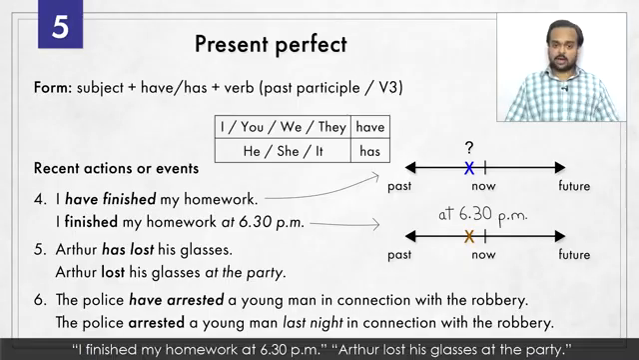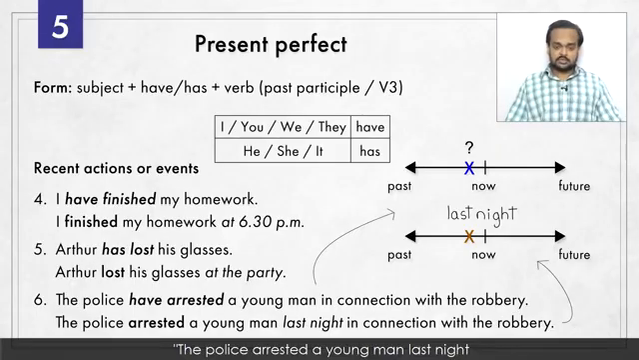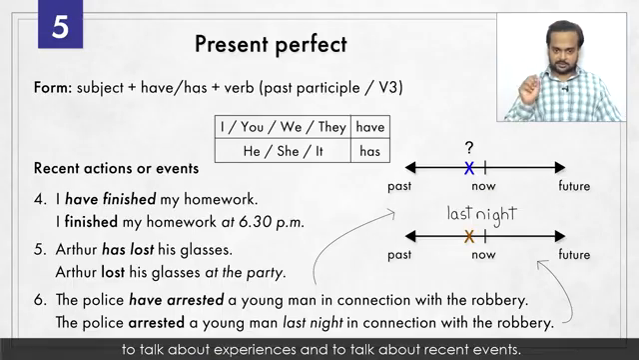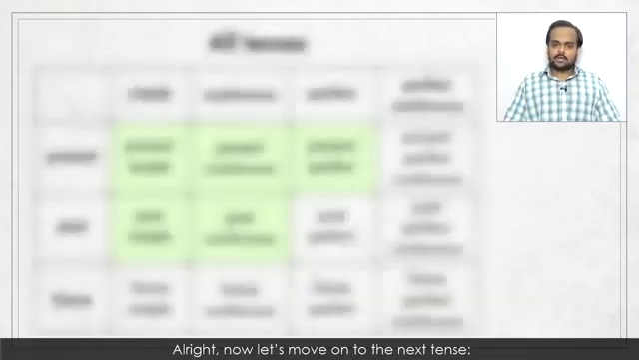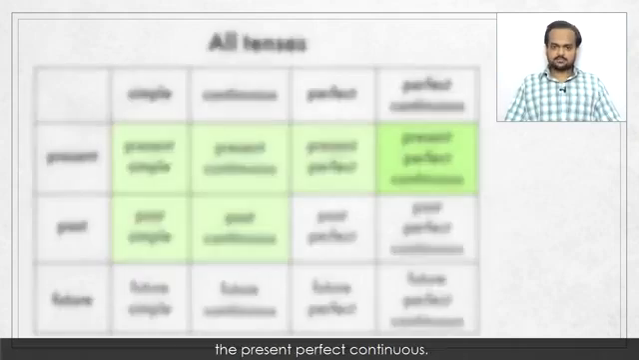I finished my homework at 6:30 p.m. Arthur lost his glasses at the party. The party was maybe last weekend, so this is all old news. The police arrested a young man last night in connection with the robbery. So remember that there are 2 main uses of the present perfect tense: to talk about experiences and to talk about recent events. All right, let's now move on to the next tense, the present perfect continuous.